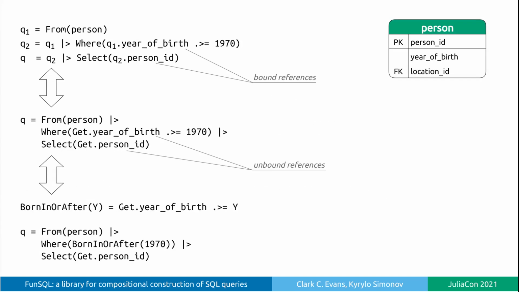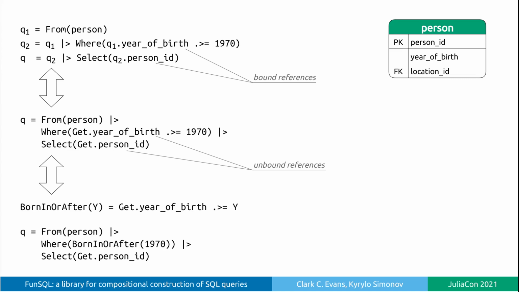When you assemble a query object, you may need to reference a column of a table. FunSQL provides two ways to do it: bound references and unbound references. A column reference can be created by taking an attribute of a query object. This reference is resolved against this particular query. An unbound reference is created as an attribute of a special object called get. Such references are resolved dynamically at the place of use.